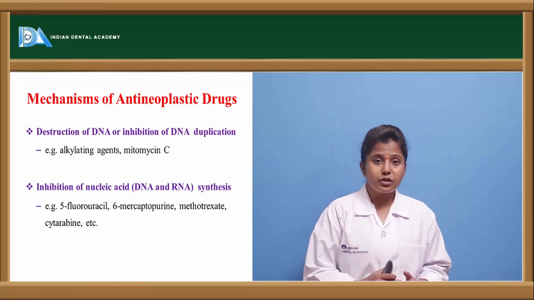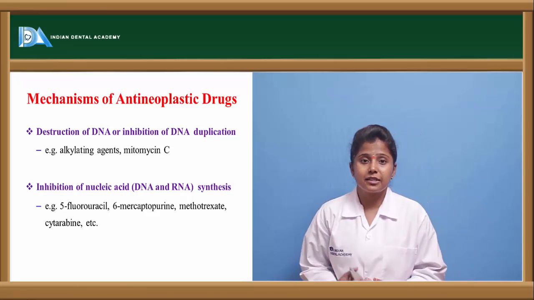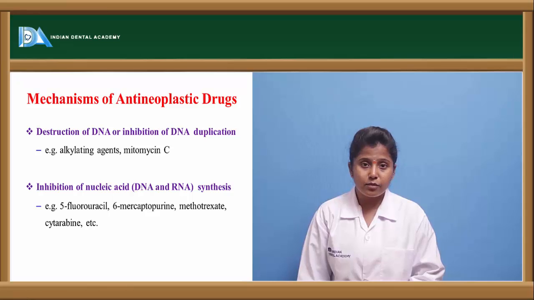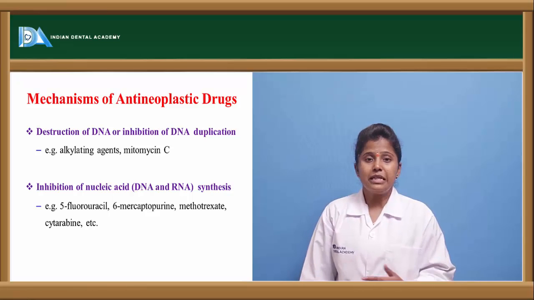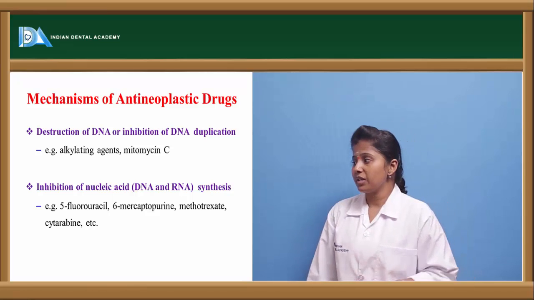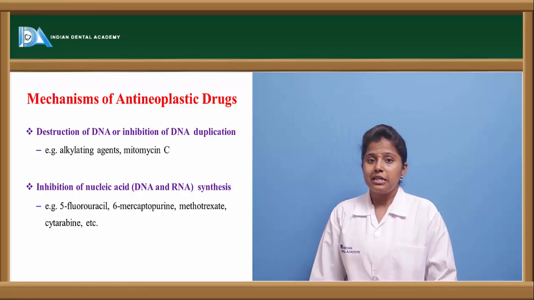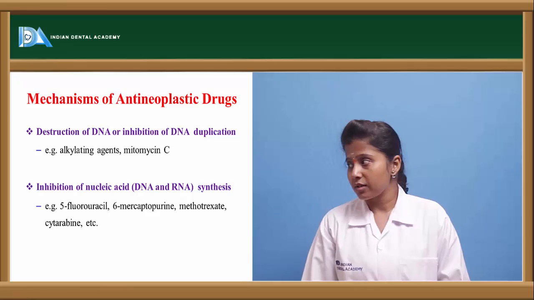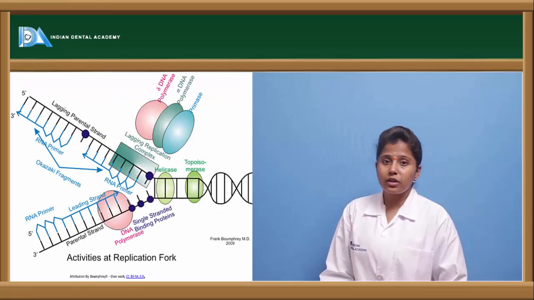So the inhibition of nucleic acid synthesis. If these nucleic acids are synthesized, then only the gene expression or the DNA formation is observed. So this process is inhibited by drugs like 5-fluorouracil, 6-mercaptopurine, methotrexate, and cytarabine. So this is the pictorial representation.